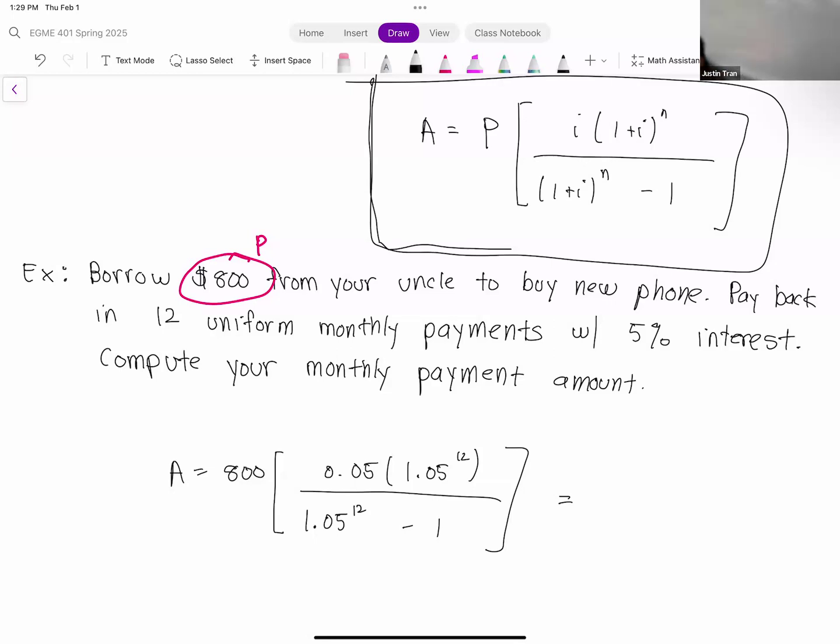All right, so you punch all this into a calculator, and what you get is $90.26. Your uncle was telling the truth, so you owe him about $90. All right, any questions on this example here?